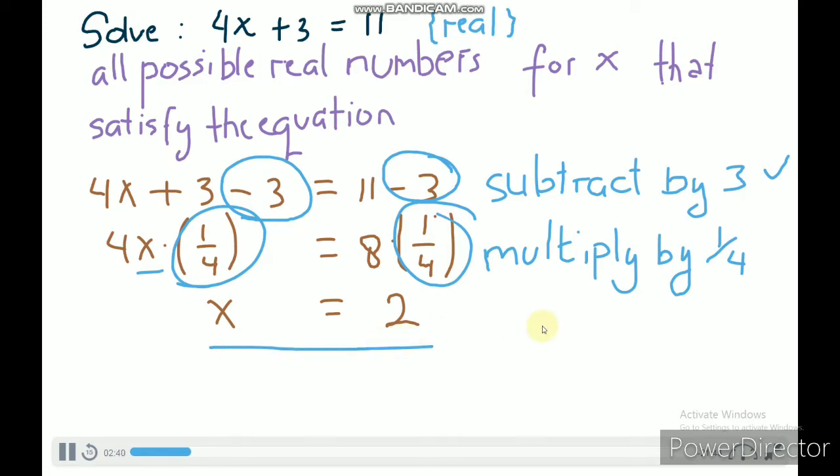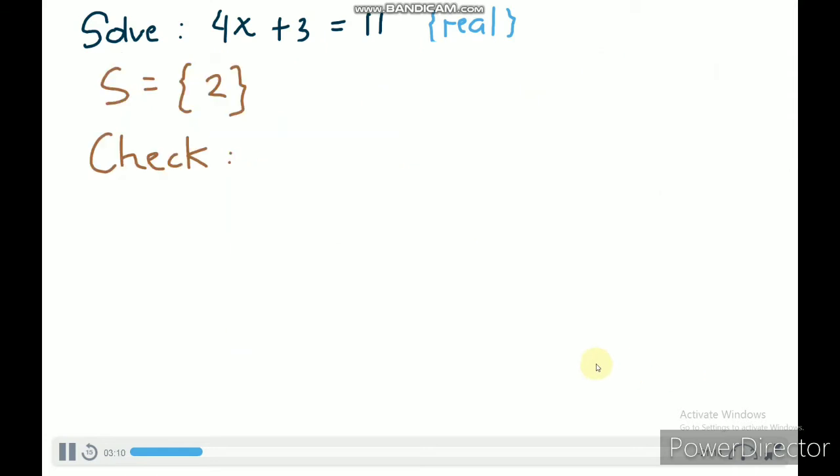And because we are doing correct algebraic steps, you can be sure that there is only one possible real number that can substitute into the original equation, which is 2, and you can be satisfied with that. You don't have any confusion or curiosity. Is there any other possibility of x? No.